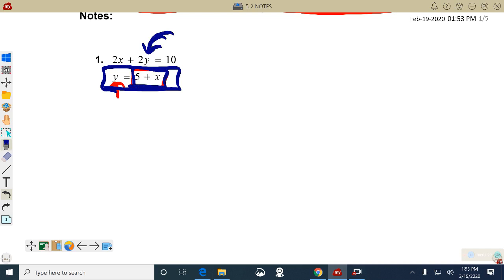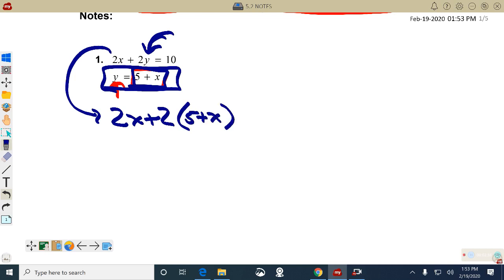So look what I'm going to do. I'm going to rewrite this first equation. 2x plus 2y. Look at 2y means 2 times y, but y is 5 plus x. I'm going to replace y with 5 plus x and write the rest of the equation. So I replaced y in the first equation with what y is. Y is 5 plus x, so I replace y with 5 plus x.